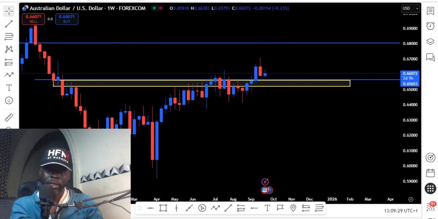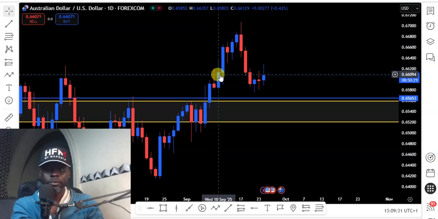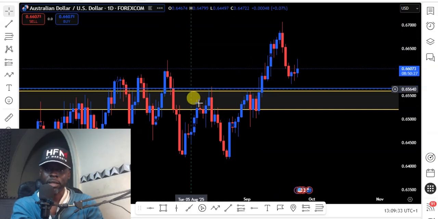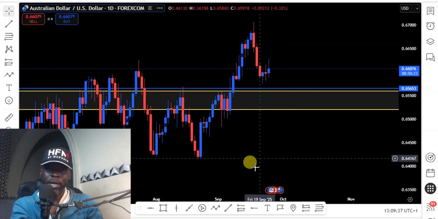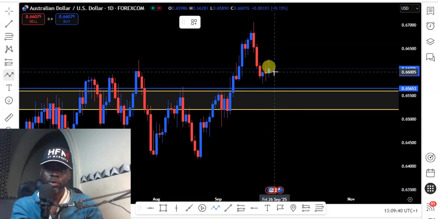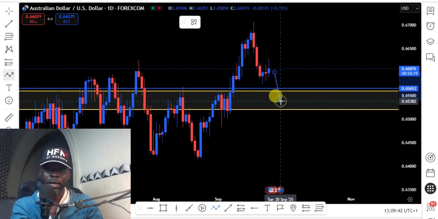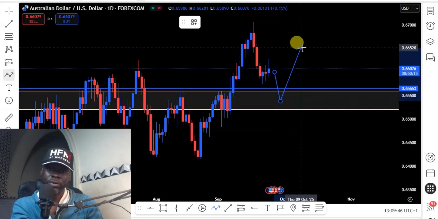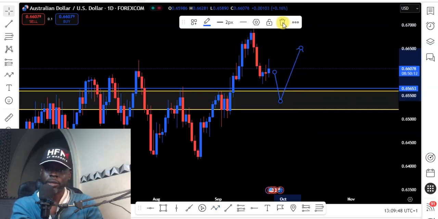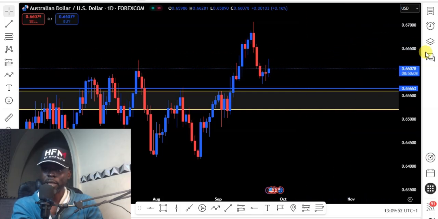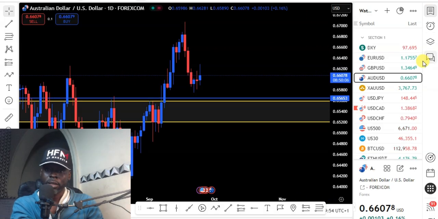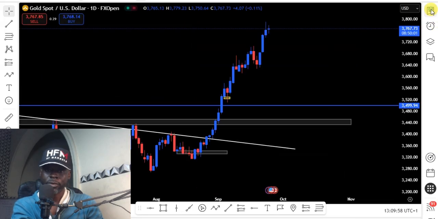So let's go to the daily chart of Australia USD. On my daily chart, you can see that we have an uptrend structure, which indicates we need price to come to the weekly zone for us to start looking for possible buying opportunities. This is our weekly zone for us to start looking for possible buying opportunities to the top. So Australia USD for now still remains neutral. We have no clear direction on Australia USD. So let's look at our next pair, which is the Gold USD.